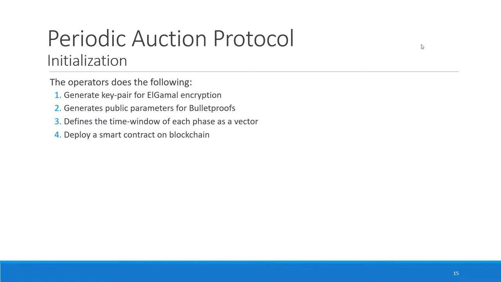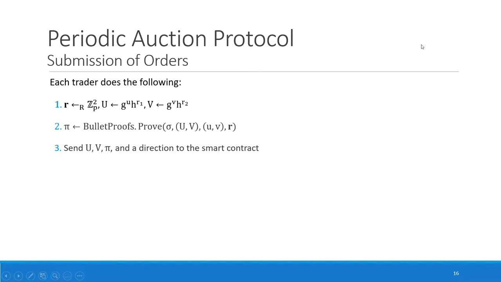Next is the submission of order, or bidding phase, where each trader can submit a limit order. For this, the trader is going to choose two different random values, r and, let's say, r vector. And then the trader will compute the commitments for unit price and volume, so U and V.